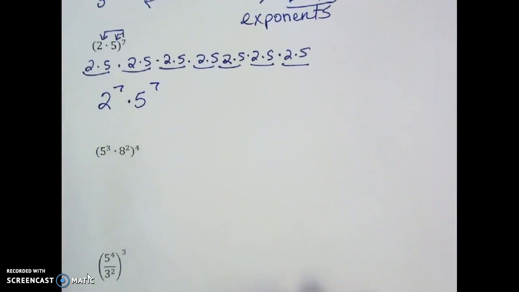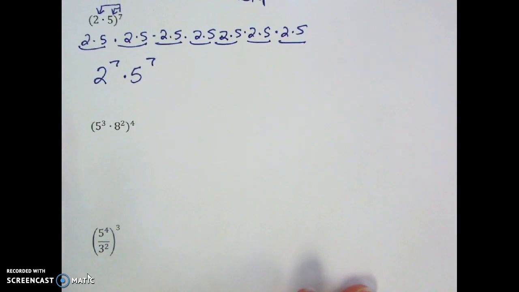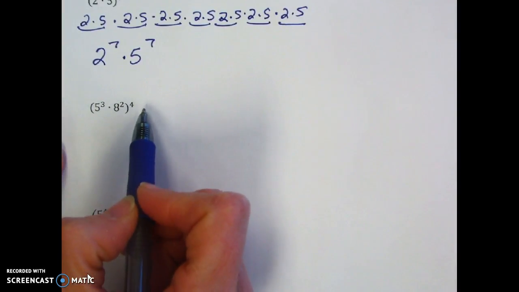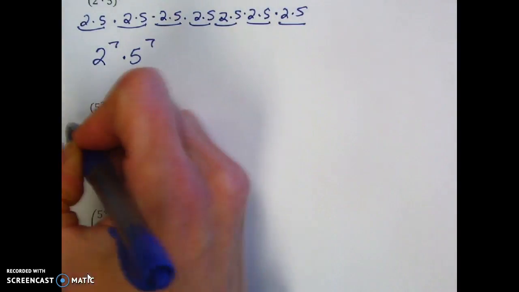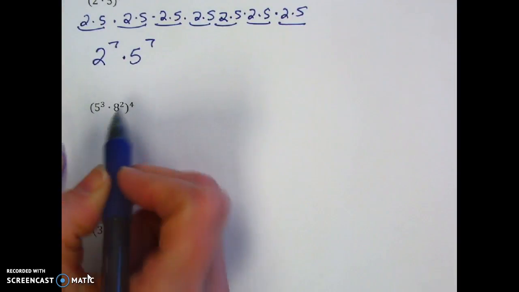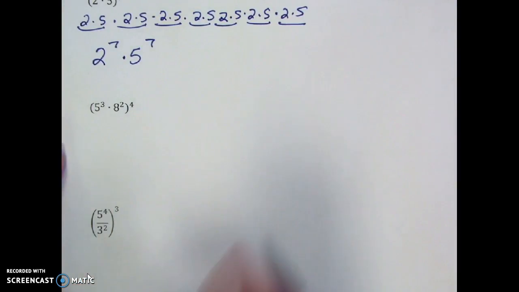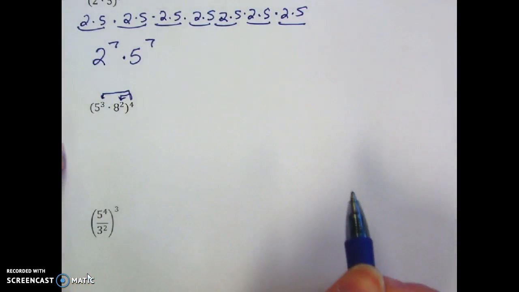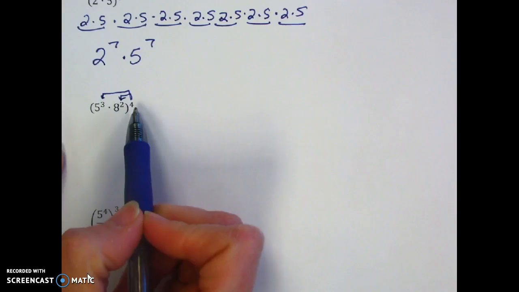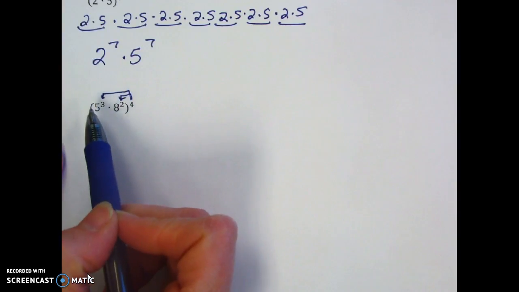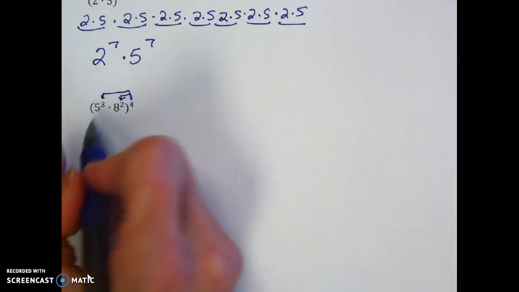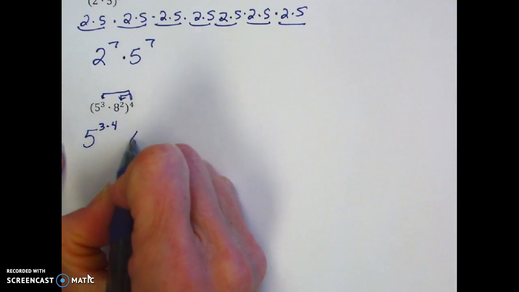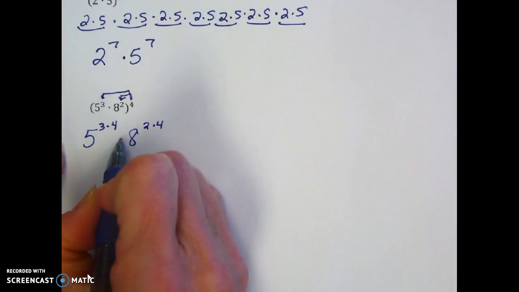All right, so here's a couple more for us to look at. 5 to the 3rd times 8 to the 2nd, to the 4th power. So we could write all this out 4 times, everything inside there, write it 4 times, and then break it all down more. Or we could multiply our exponent outside the parenthesis times the exponents that are on the numbers in the parenthesis. So we really have 5 to the 3rd times 4th and 8 to the 2nd times 4th.